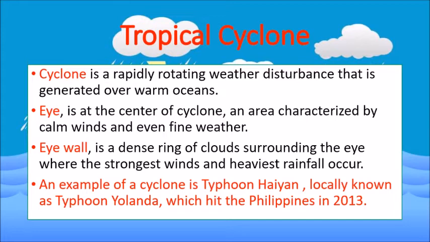In a cyclone, there is an eye. It is an area characterized by calm winds and even fine weather. A cyclone also has an eye wall. It is a dense ring of clouds surrounding the eye where the strongest winds and heaviest rainfall occur. An example of a cyclone is Typhoon Haiyan, locally known as Typhoon Yolanda, which hit the Philippines in 2013.